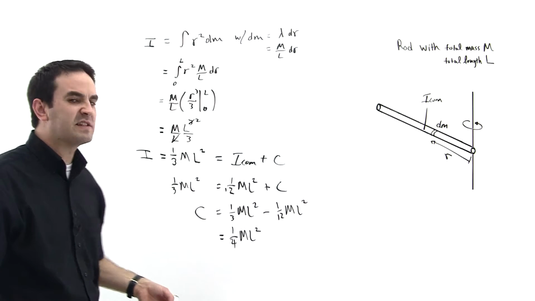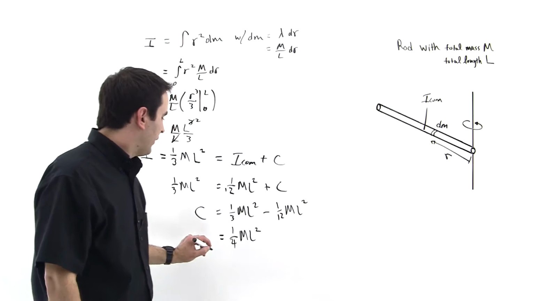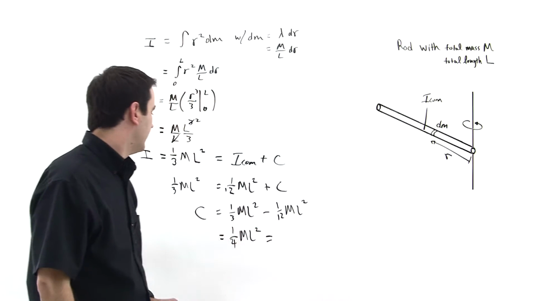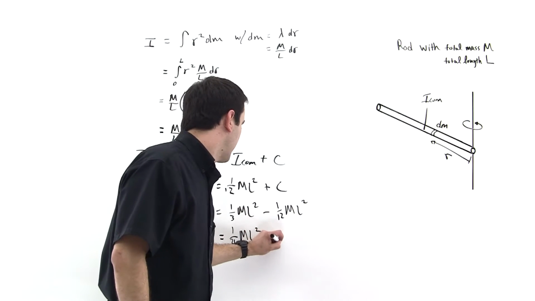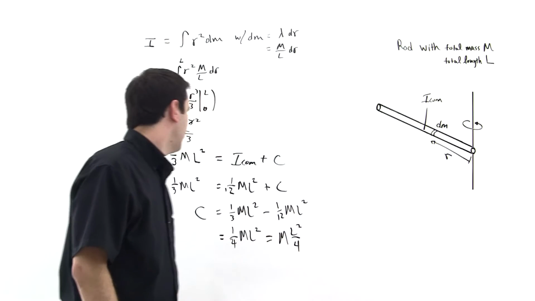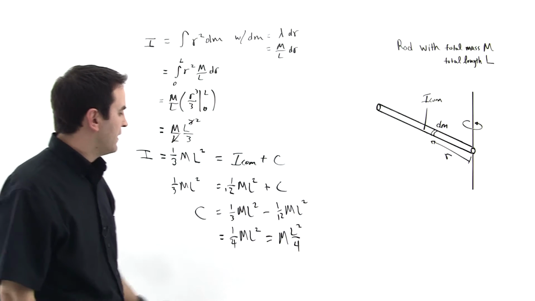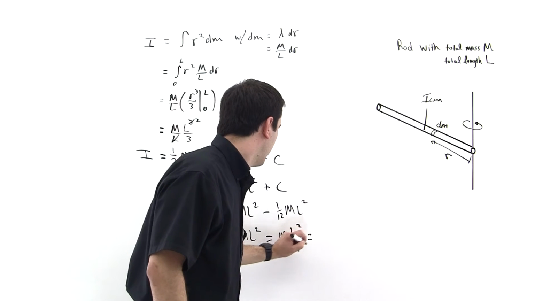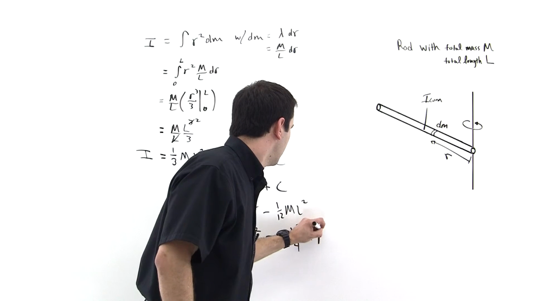Okay, so let's rewrite this in a little bit different way. Let's first rearrange things. This is M times L squared over 4, right? I haven't changed anything. Now I'm going to rewrite L squared over 4, this quantity here, like the following.